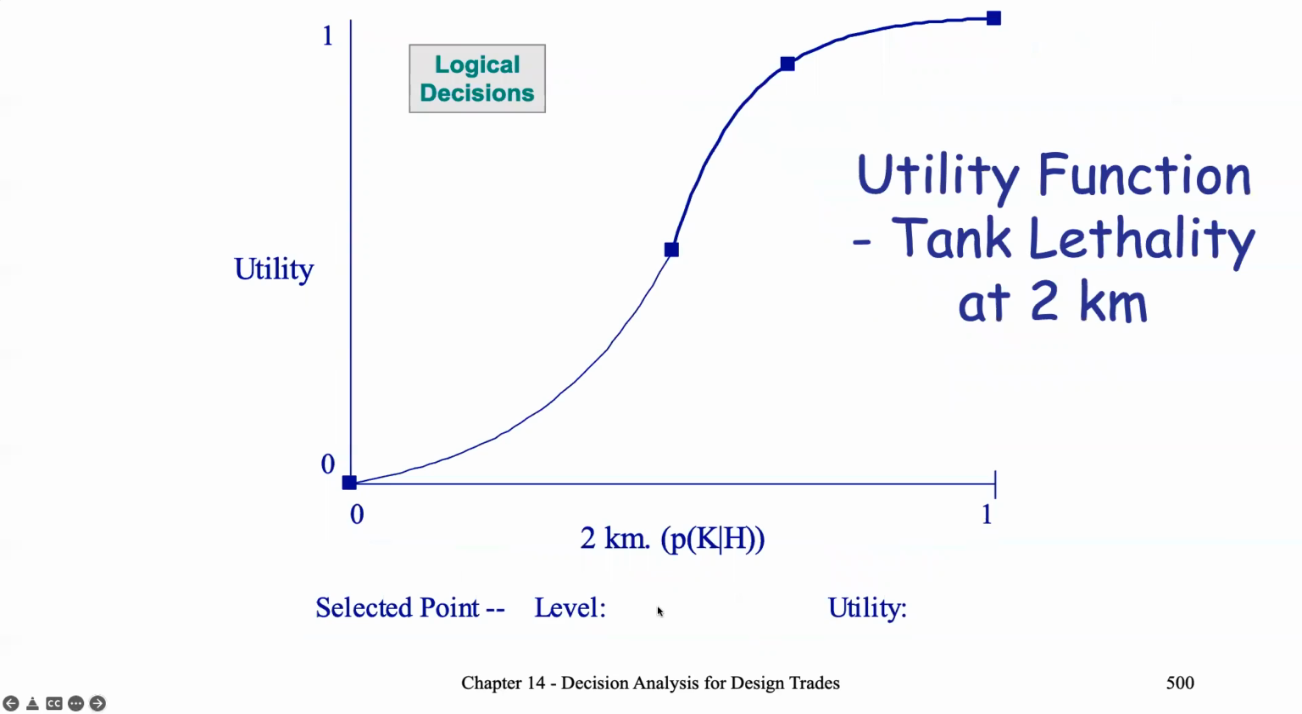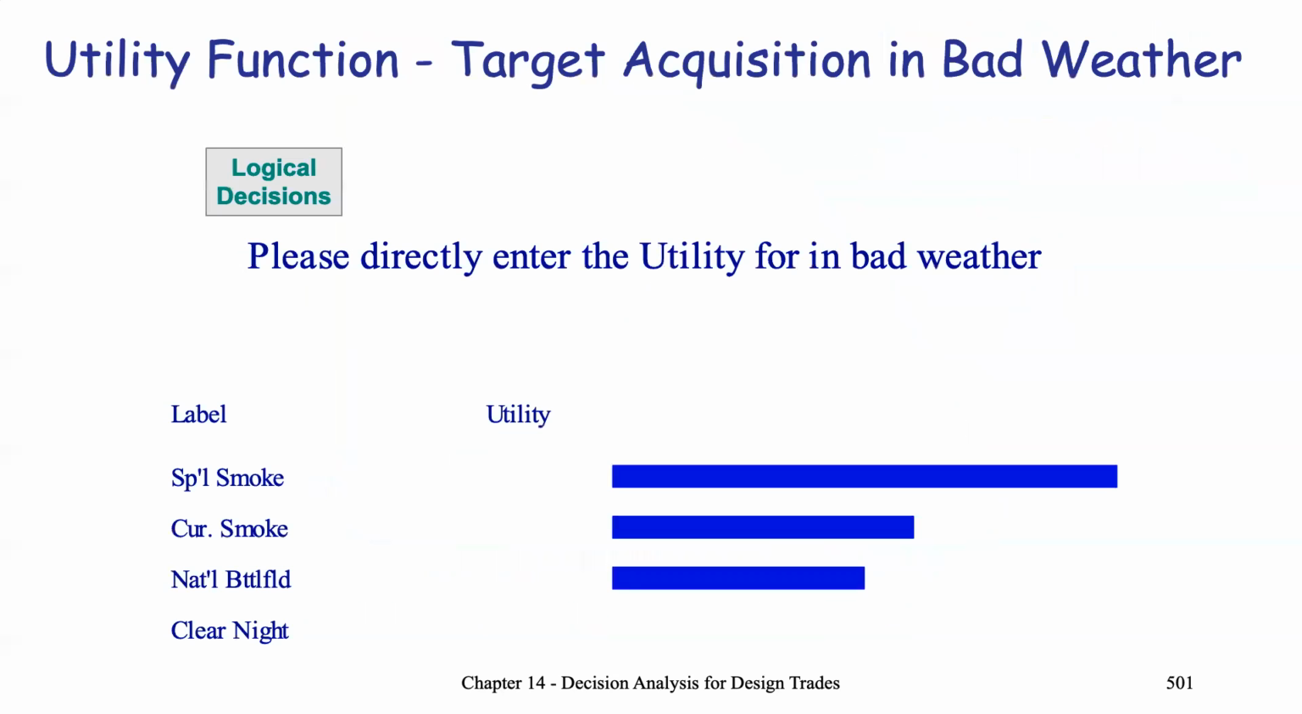For tank lethality, you can see that there's an S-curve approach for capturing that. We're seeing the types of curves that we have, and they're not always the same for each one of these types of parameters. For target acquisition in bad weather, we have different types of smoke, so there would be some issues with these types of weather problems, and a clear night is clearly going to have the best performance.